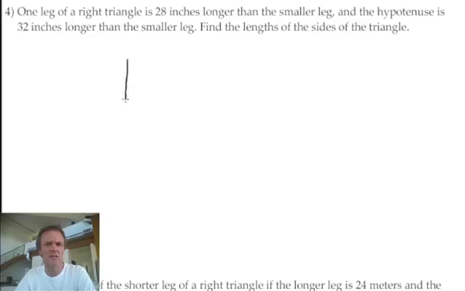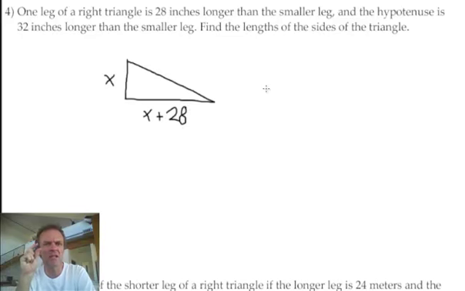Let's just do it like this. Here's a right triangle. So one leg is 28 longer than the smaller. Here's the smaller side, the longer one is 28 inches more. So I'd put x plus 28. We're still keeping with the same letter, not two different letters. There we go, smaller side and longer side, which is 28 longer.